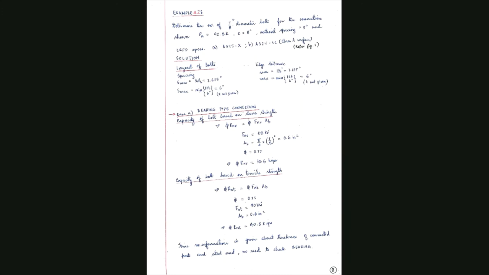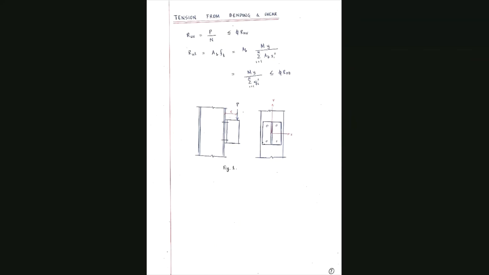So we are going to do this problem. That is, you have a WT connected onto a W shape, connected on the flange. You have to find the number of bolts that is required. You have an eccentric shear acting at a distance of E. So let's see what is given. You are given an ultimate load of 92.8. The value of E is 8 inch, so which means P equals 92.8 K, and this E equals 8 inch. And the vertical spacing, you have been told to take 3 inches, and you have to design both types of connections, that is A325X as well as A325SC with class A surface.